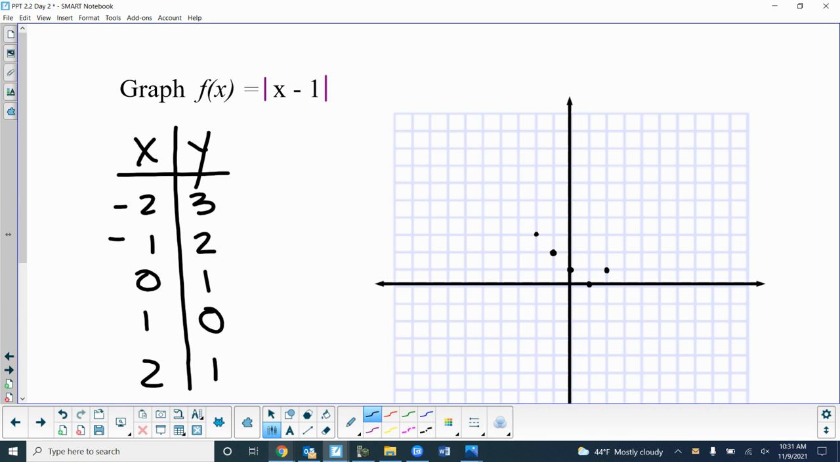If I go to 3, what's 3 minus 1? 2, and what's the absolute value? 2, so it should be there. So there's my V for my absolute value.